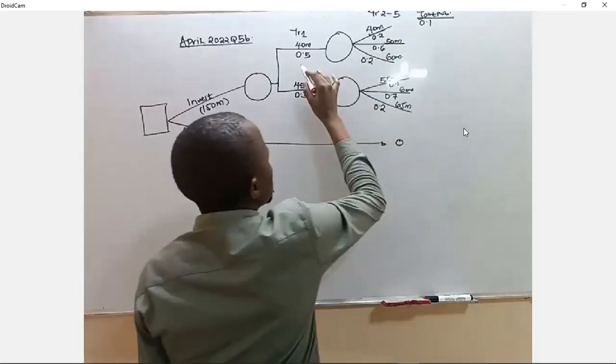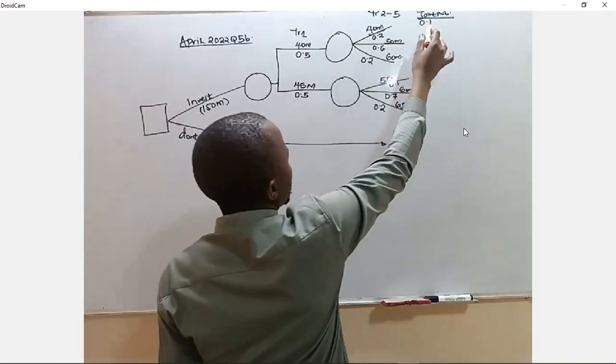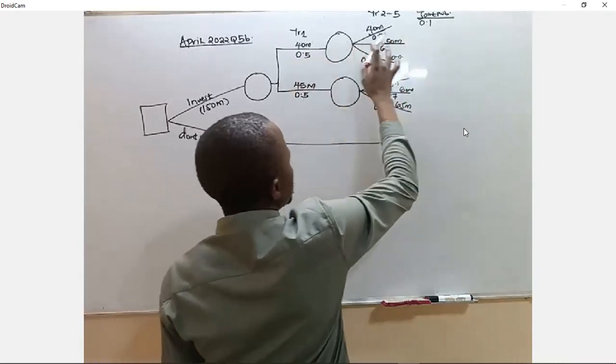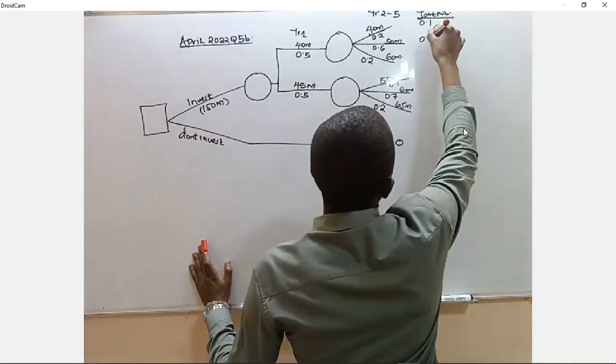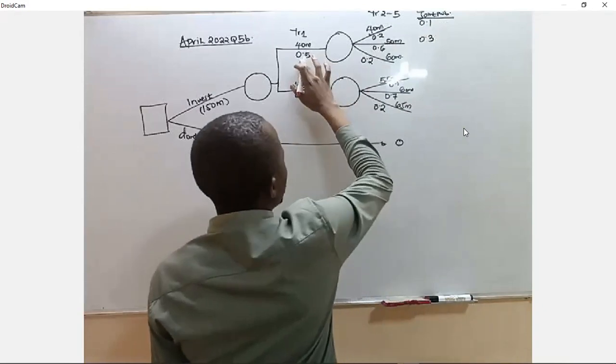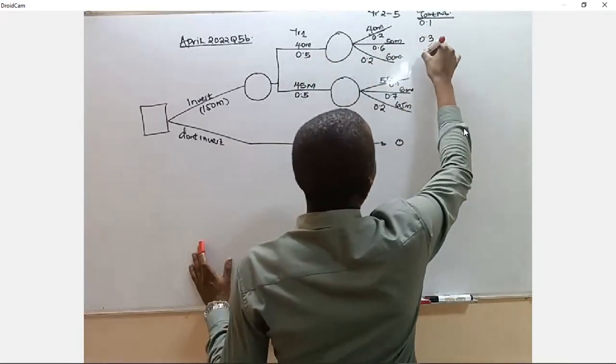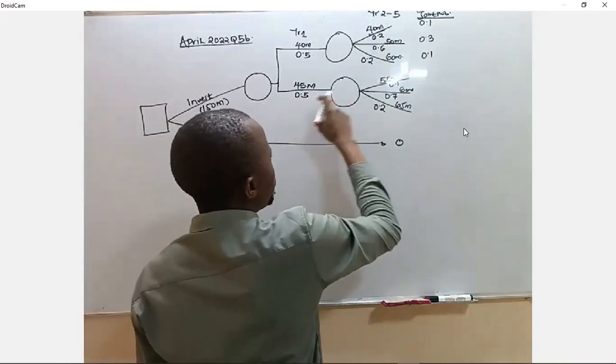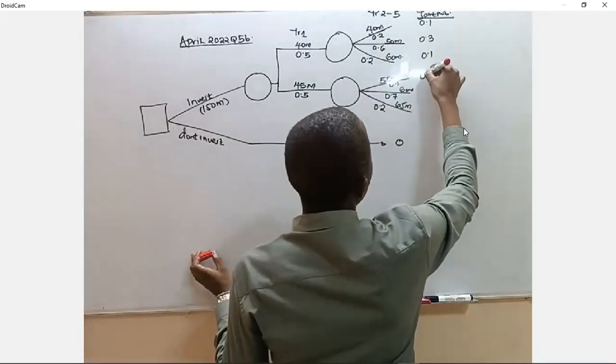I have just taken 0.5 times 0.2, get it 0.1. Then also, if you use the other routes, 0.5 times 0.6, get it 0.3. Then the other one will be 0.5 times 0.2, get it 0.1. What about the other one? We are going to be looking on 0.5 times 0.1, get it 0.05.